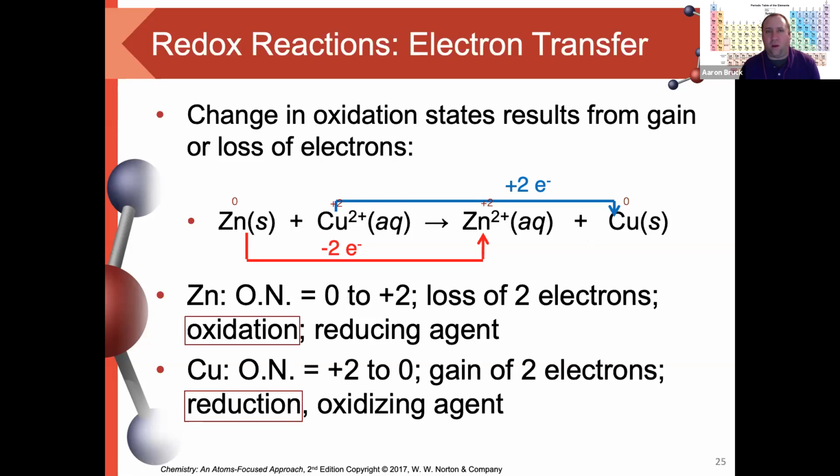Now, what about these other two terms here? We've got two other terms that are being thrown at us here: the reducing agent and the oxidizing agent. Now, what are those? Well, in simplest terms, the reducing agent is the reactant that contains the element being oxidized.